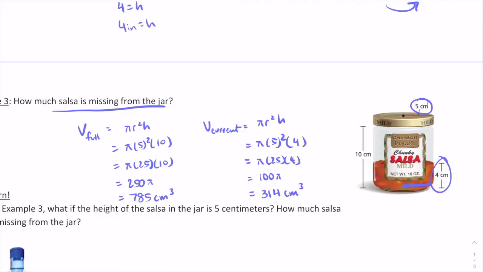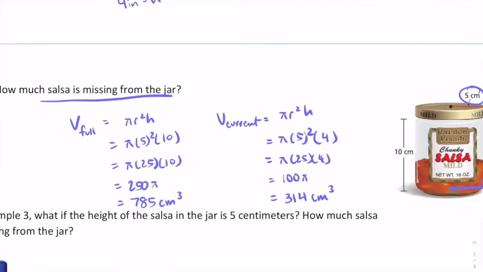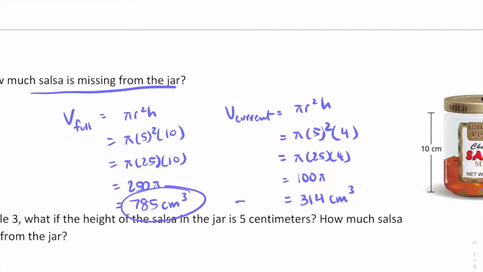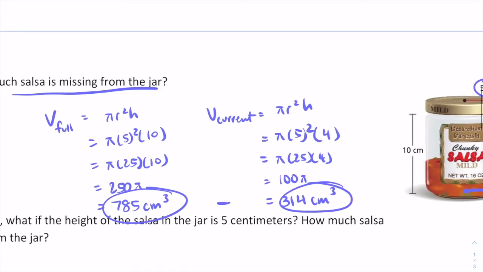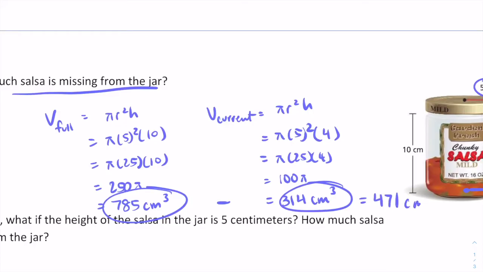How much is missing? Well, I take this minus this, and you should get how much is missing. So the total amount of salsa that is missing is, I'm going to just use a calculator, 471 centimeters cubed missing.